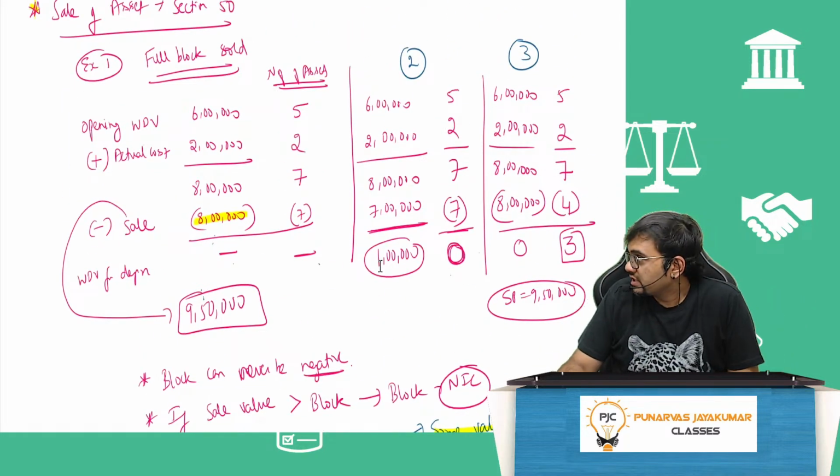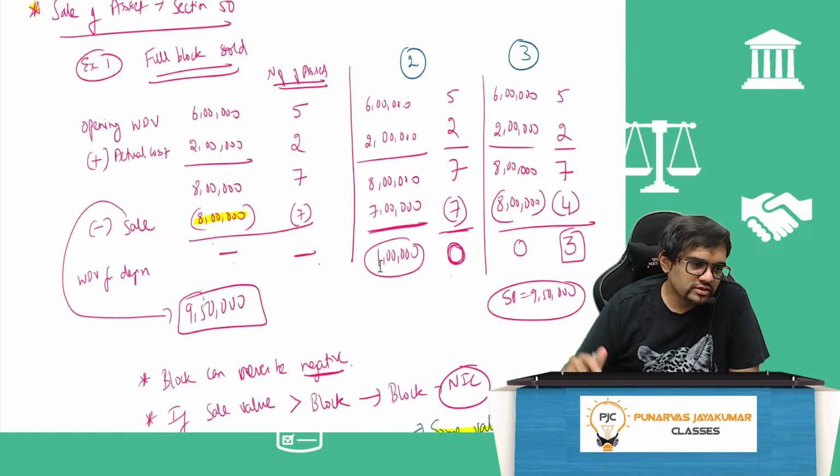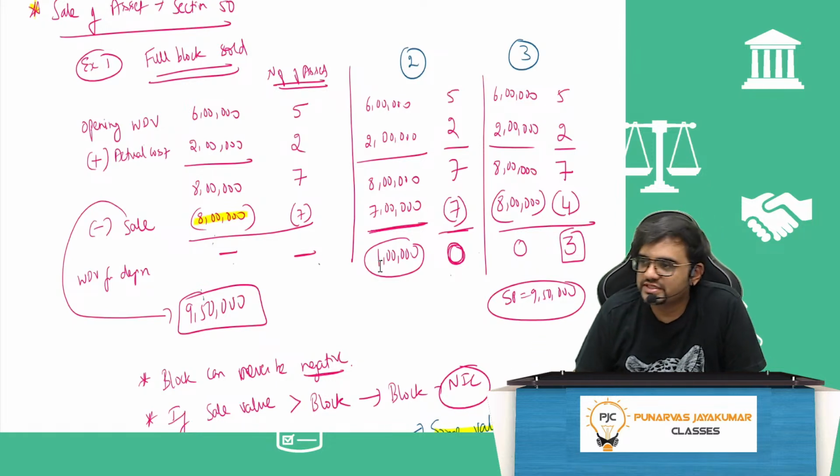So that was regarding depreciation and actual cost. Moving on, next we have sale of asset under Section 50. For example, take this example: opening WDV 6 lakh, actual cost 2 lakh, overall 8 lakh, and the sale has happened for 8 lakh. What is the WDV of depreciation? Nil. The number of assets is 5.